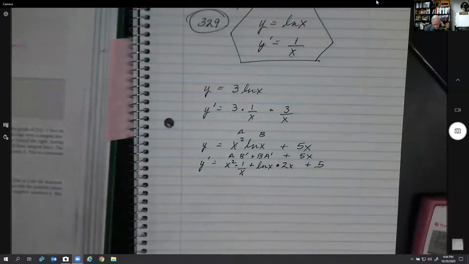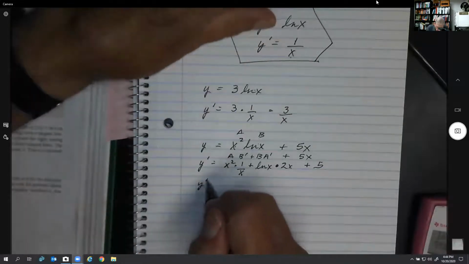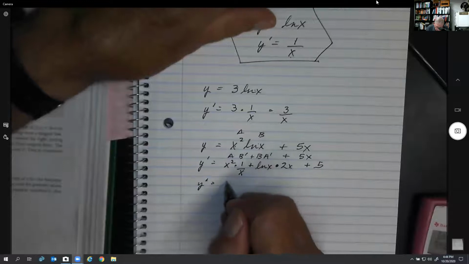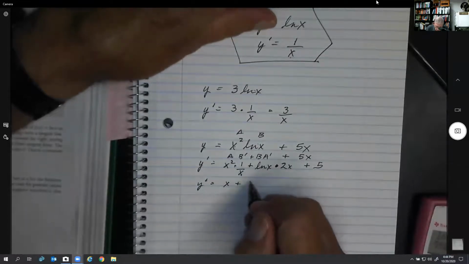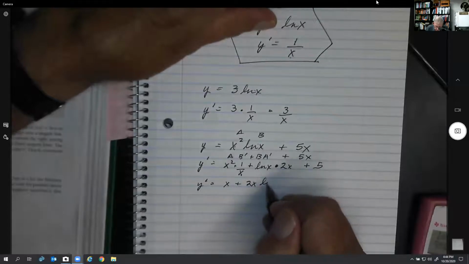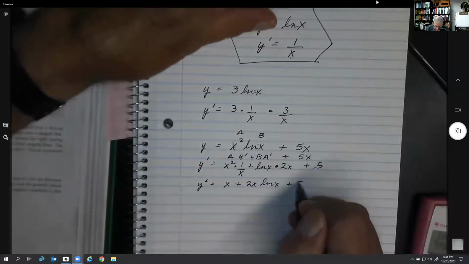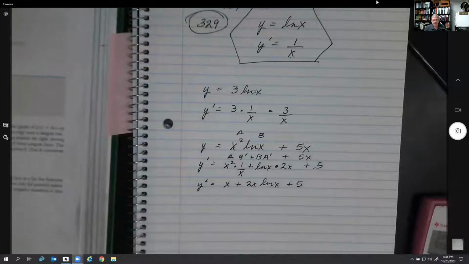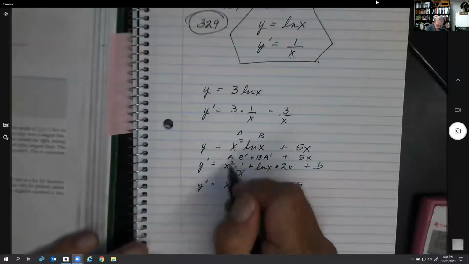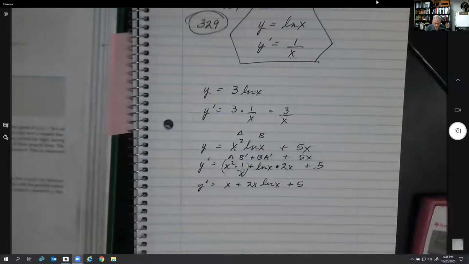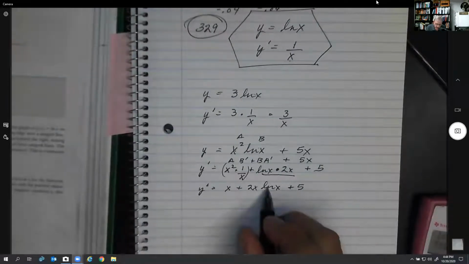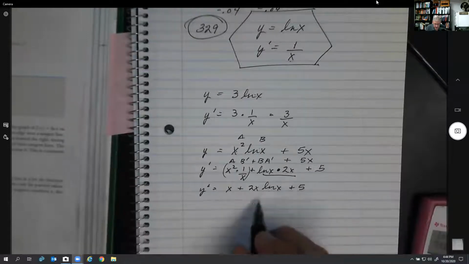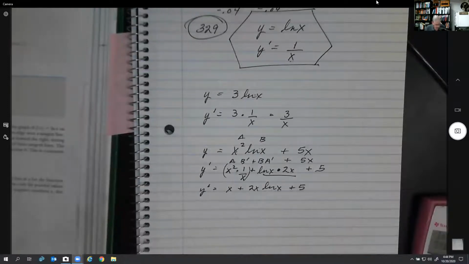Okay, so now let's do a little simplifying. y prime is, these obviously are going to cancel, x plus 2x ln x plus 5. So this we can simplify. This we can rearrange. Just like we put e to the x back, we usually put ln x back.